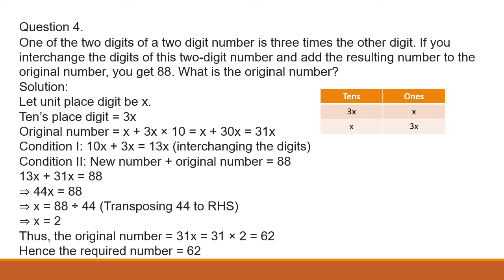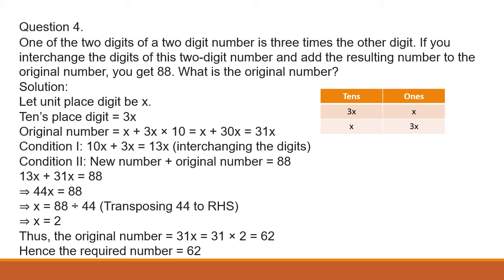So children, question number 4. One of the two digits of a two-digit number is 3 times the other digit. In a two-digit number, there are two digits, no children. In those two digits, one of the digits is 3 times the other digit.